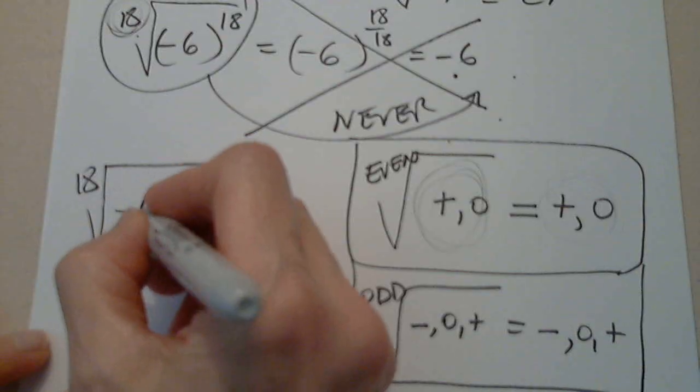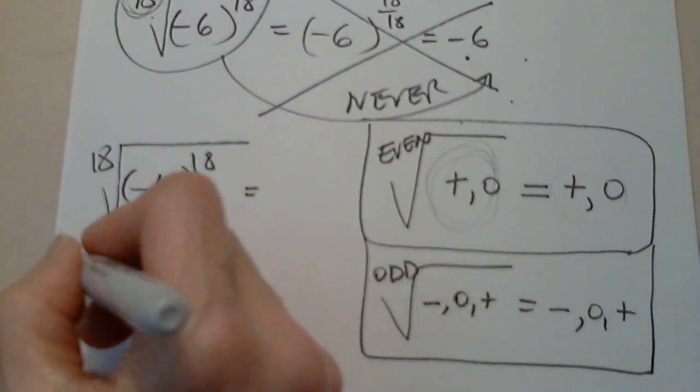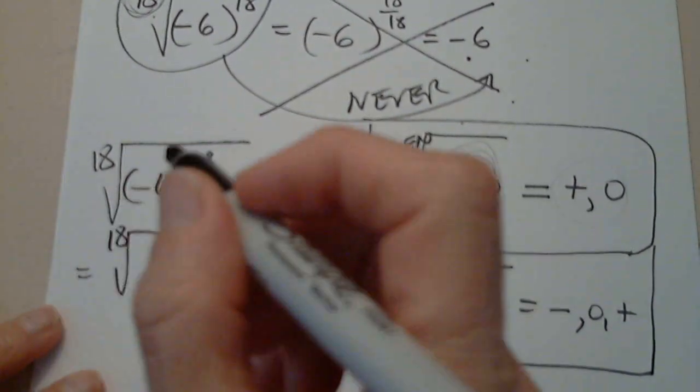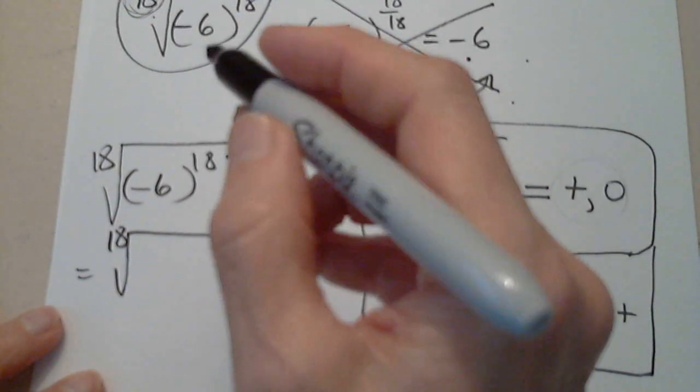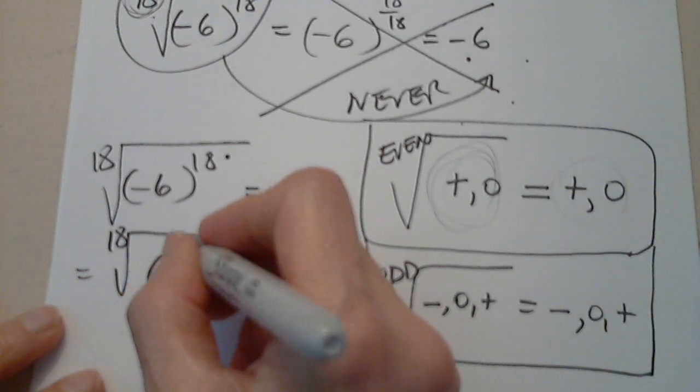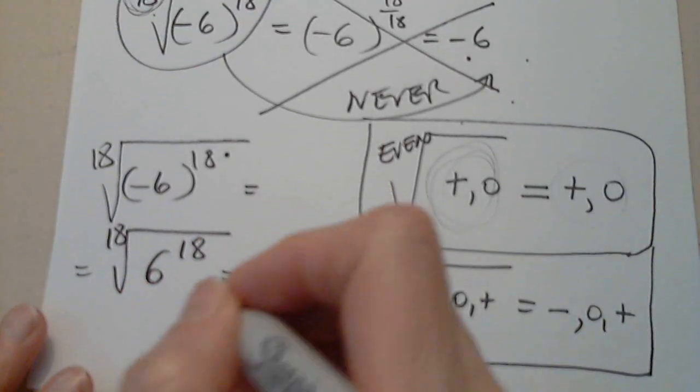So then, with this problem, be very careful. I have to rewrite it as -1 to the 18th, which is +1, times 6 to the 18th, which is 6 to the 18th. And now I can write 6.